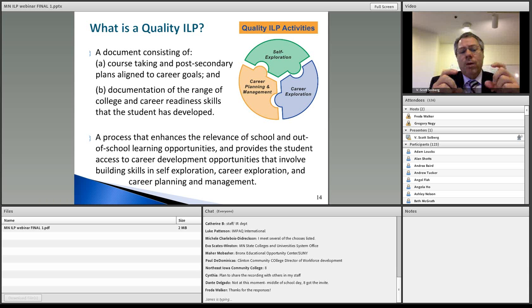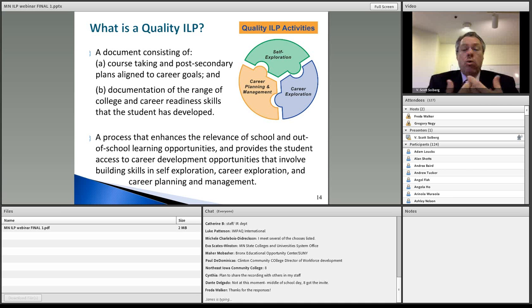We're going to focus more today on the process, which is how we're providing access to quality career development, and not just access to the activities, but the focus on building skills. And there are 3 sets of skills that we see the ILP helping with. One is the self-exploration skills. Does the individual, whether child or adult, have an understanding of who they are, in terms of the RIASEC profile, in terms of values, learning styles, whatever those are.